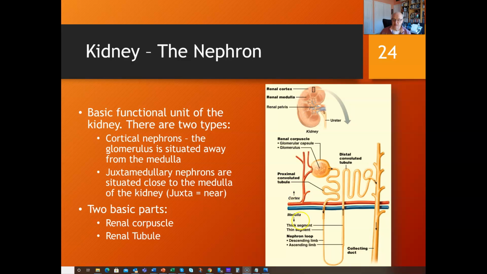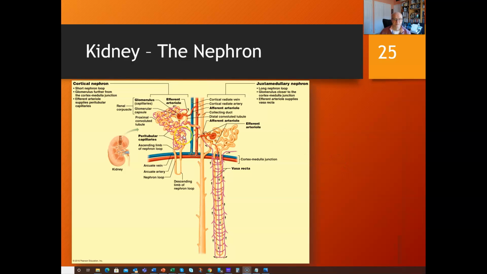So then we have this loop of Henle coming down. Its purpose will be explained. It's to do with water reabsorption, and then some more convolutions, and then going into the collecting duct. Okay, this is a juxtamedullary nephron. You can see it's much longer. This is the dividing line between the cortex, the outer layer, and the medulla, the inner layer. And with the juxtamedullary nephron, it goes way further down than the cortical nephron. And it also has this series of blood vessels called the vasa recta around it.